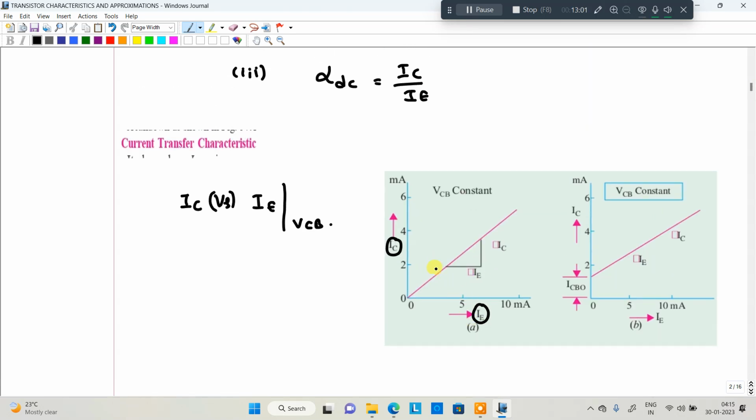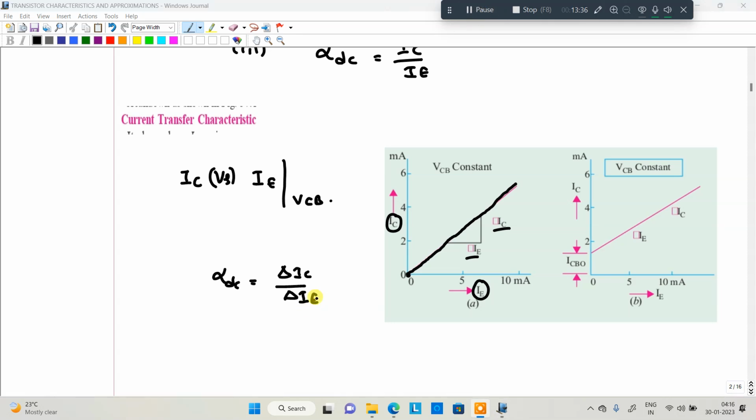First you give some input current. When IE is equal to 0, the collector current is also 0. Keep on increasing the IE value, and the collector current also increases linearly. The change in collector current and the change in emitter current, that is, its slope, gives the current gain. Current gain is equal to change in collector current divided by change in emitter current.